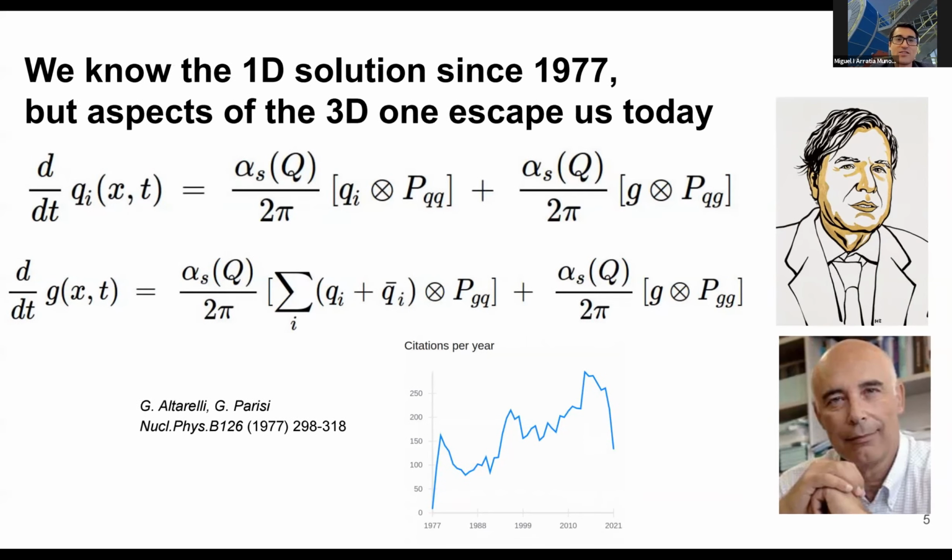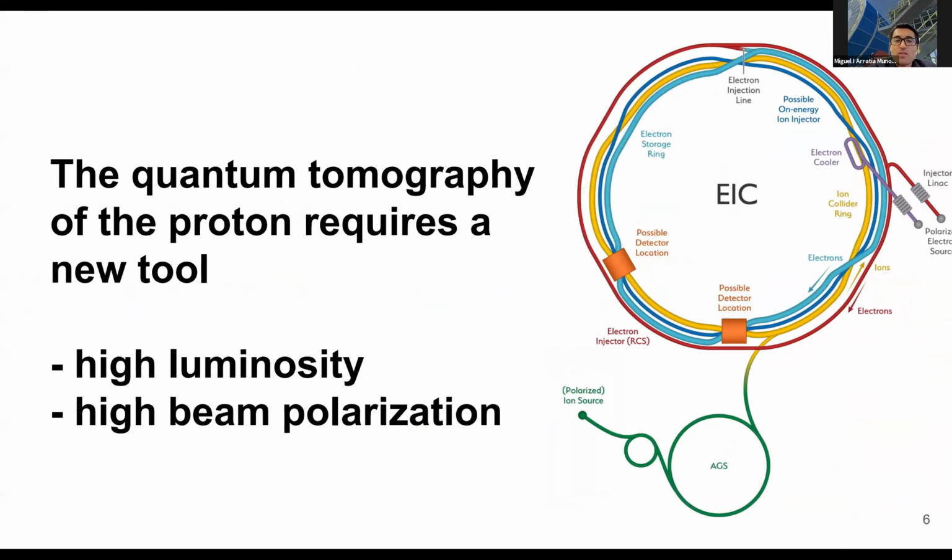So, interesting fact. The quantum tomography of the proton requires a new tool that has high luminosity and high beam polarization. We would like to explore what is the 3-dimensional structure of the proton when you vary the spin. If you are able to control the spin of the proton in both the longitudinal and transverse direction, we want to see how the structure changes and how that structure manifests itself in observables that we can measure. So the EIC is the perfect tool to study that.